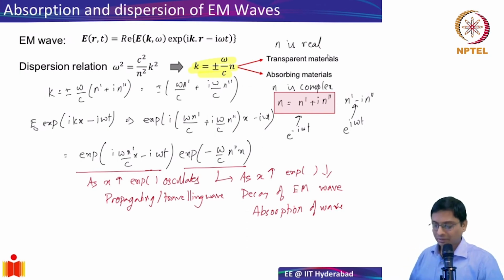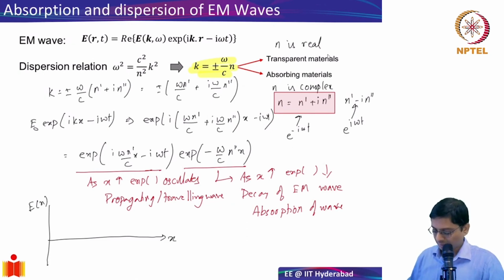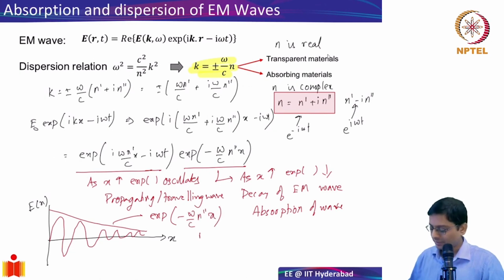How does the wave look now? If I try to plot out the sinusoids, I can draw one as a function of x. If I plot out E of x, how does it look? All of you must be familiar with this sort of behavior, wherein you have a wave which decays. So this envelope is exponential minus omega by c n double prime x. All right, so this is the decay.